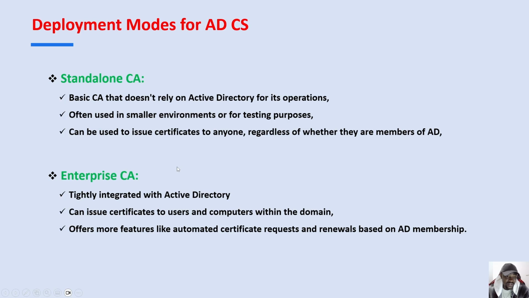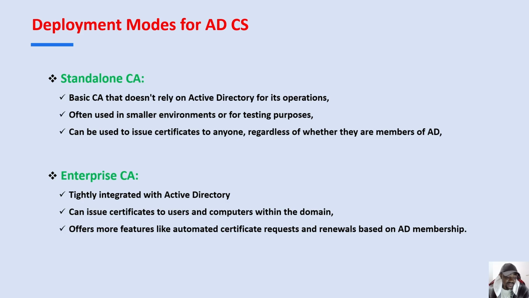On the other side, you have the enterprise CA. If you decide to bind it to your Active Directory, then you go with the enterprise CA. This is tightly integrated with Active Directory, so you can issue certificates to users and computers within your domain. The advantage of the enterprise CA is that it offers more features than the standalone CA, because, as it is tightly integrated with Active Directory, it is much easier for it to do tasks like automatically renewing user certificates, since it is based on their AD membership.